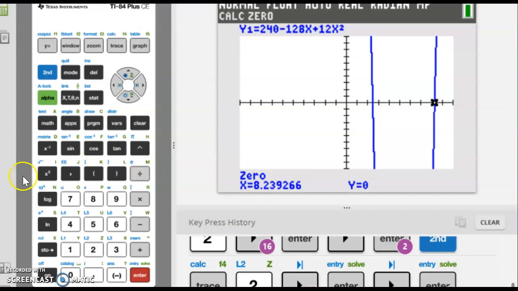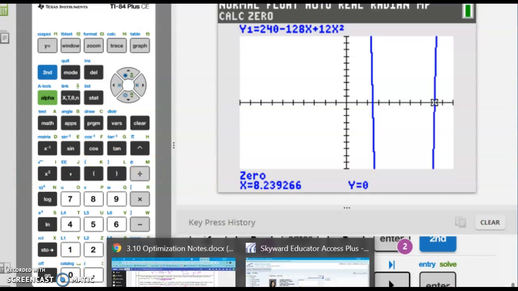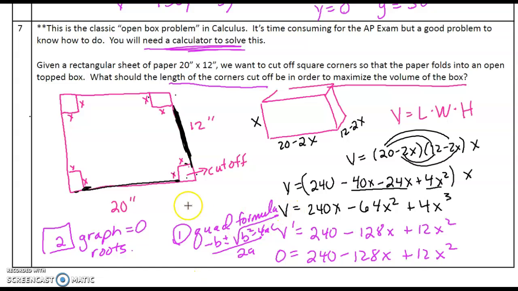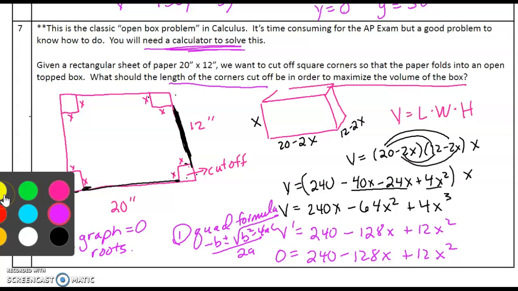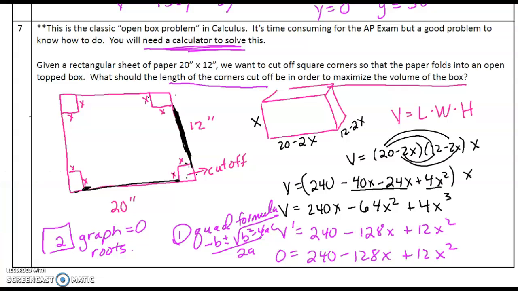All right, so let's go back to our paper. Okay, and so I ended up with either x equals 2.427 or x equals 8.239. Well, let's see if this makes sense. If my paper has to be 12 inches this way, if I took off 8 and 8 here, that wouldn't work. Okay, so that means that 2.427 is the value that would maximize the volume.